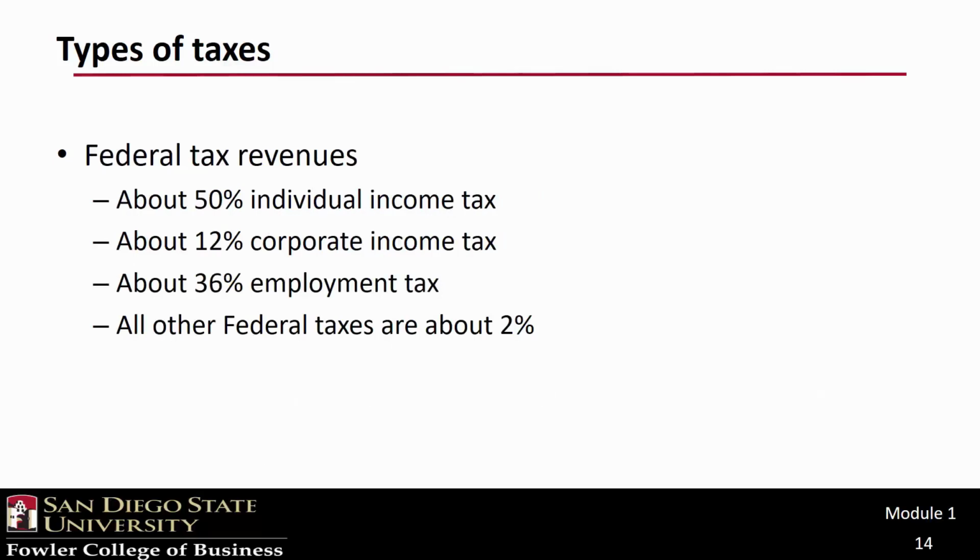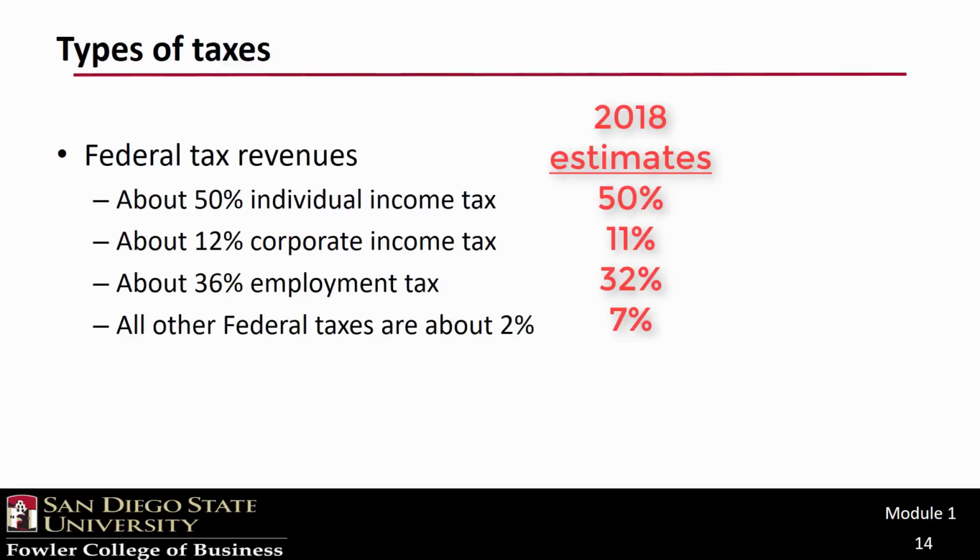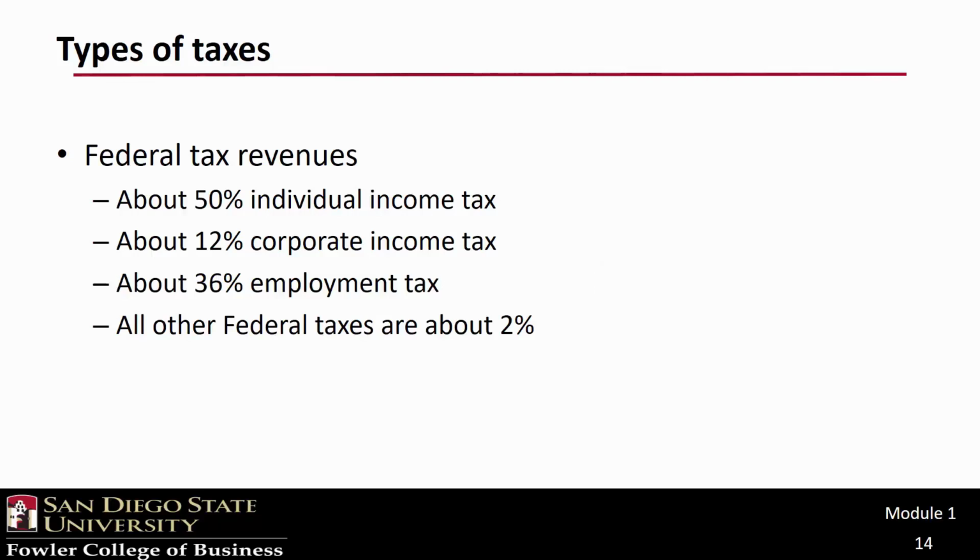Speaking of federal revenues, the current environment has the following breakdown of federal revenues. About 50% comes from individual income taxes, 36% comes from employment taxes, about 12% from corporate, and every other federal tax amounts to about 2%. These numbers vary slightly through time, but they are representative of the last decade or so.